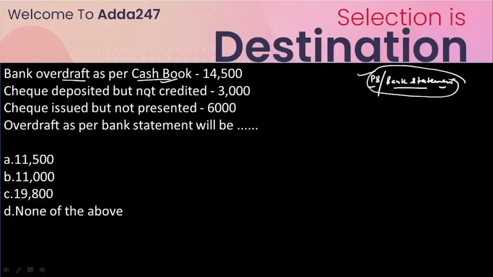Suppose that here it is given the passbook balance, that means you have to find out the cash book balance. So in this question, if the cash book balance is given, that means you have to first write here passbook, and after that the second procedure, that means you have to make the table like this, cash book and passbook.